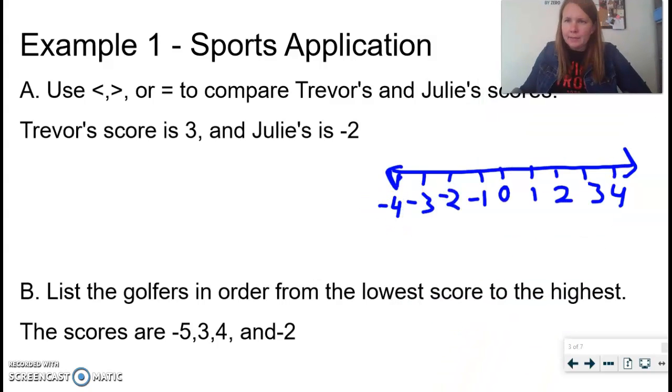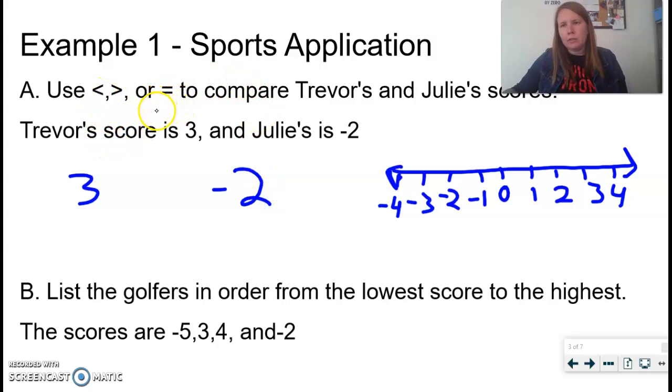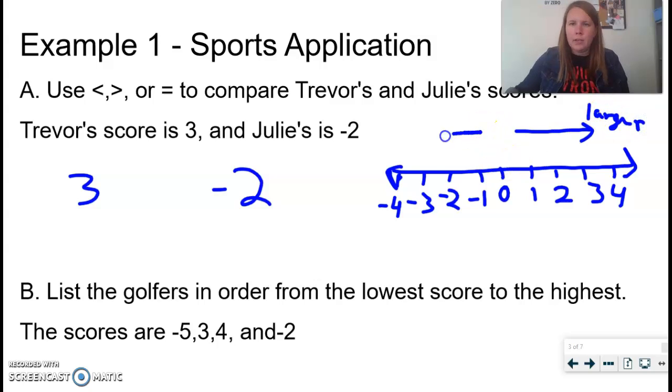Alrighty, so on my number line, you've got 0. Anything to the right is positive, anything to the left is negative. And so we want to compare 3 and -2. So let's write 3 and then let's write -2. Well, we want to use a greater than, less than, or equal to sign. If I'm looking at here, the numbers towards the right get bigger. So they are larger. And numbers to the left of the 0 are smaller.